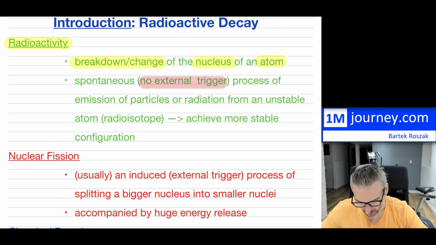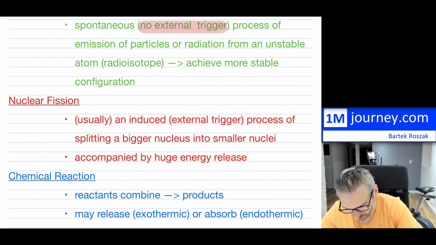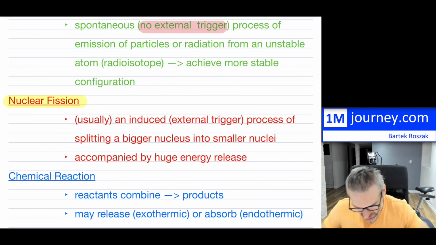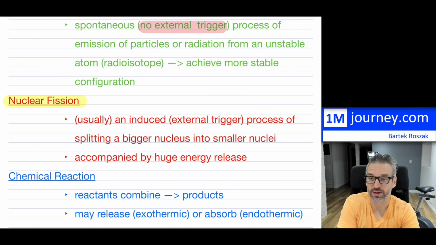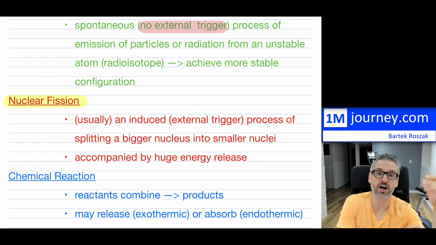Now, what is the difference between radioactivity and, for example, nuclear fission? So this is a nice and neat term. One of the distinguishing features is that nuclear fission is usually, and pretty much almost always, an induced process of splitting a bigger nucleus into smaller nuclei. So it doesn't mean that the nucleus is unstable, unlike radioactivity, where the instability causes the process because it wants to be more stable.